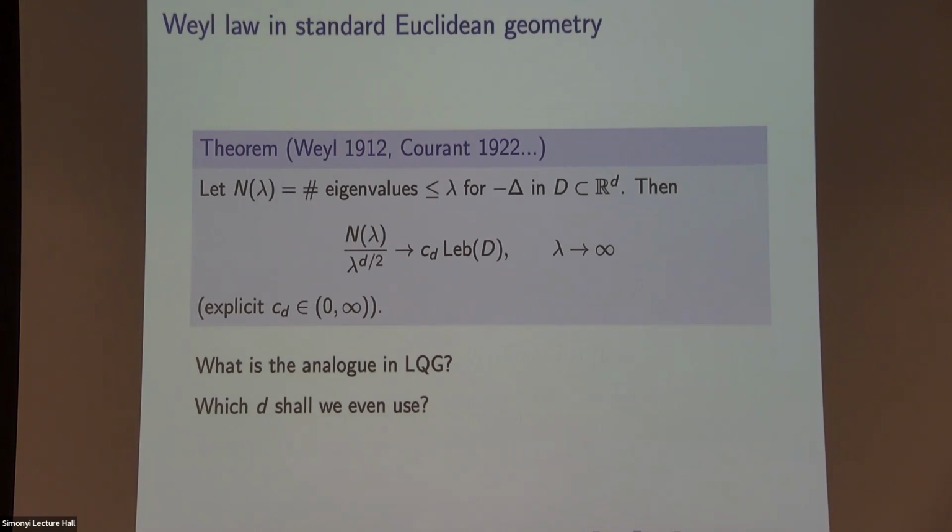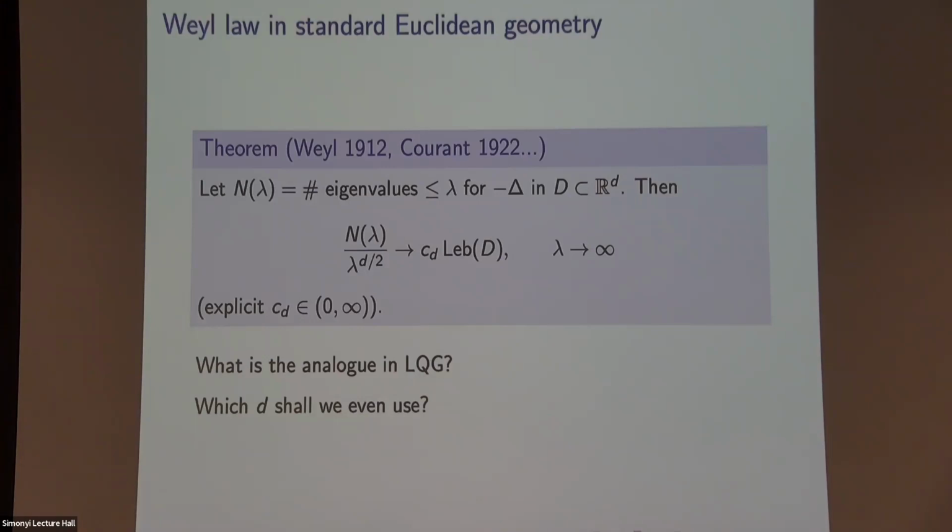I'm after the Weyl law for this object, so let me remind you what the standard Weyl law in Euclidean geometry is. We count the number of eigenvalues of minus the Laplacian that are less than lambda in some domain D, meaning I kill my Brownian motion when it leaves D, or I put Dirichlet boundary conditions on the outside of D. The Weyl law says that the number of eigenvalues divided by lambda to the d over 2 converges to some constant times the Lebesgue measure, the volume of this domain.